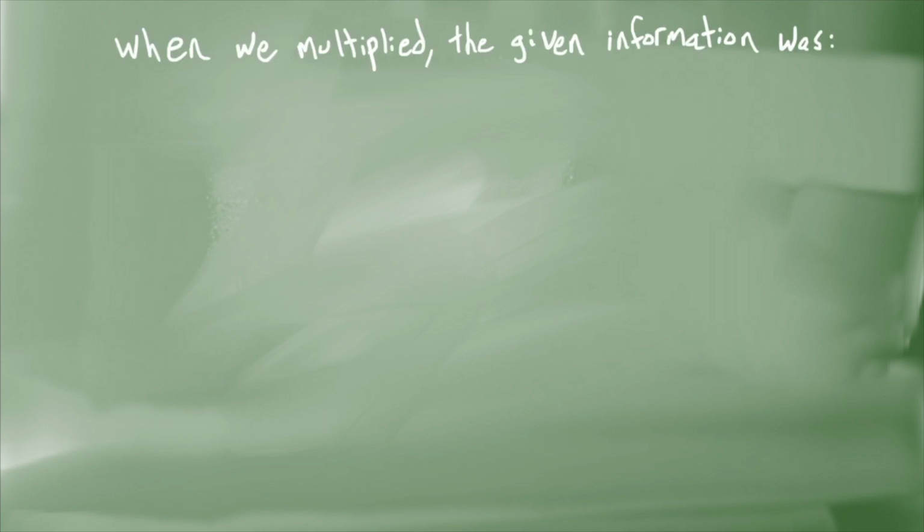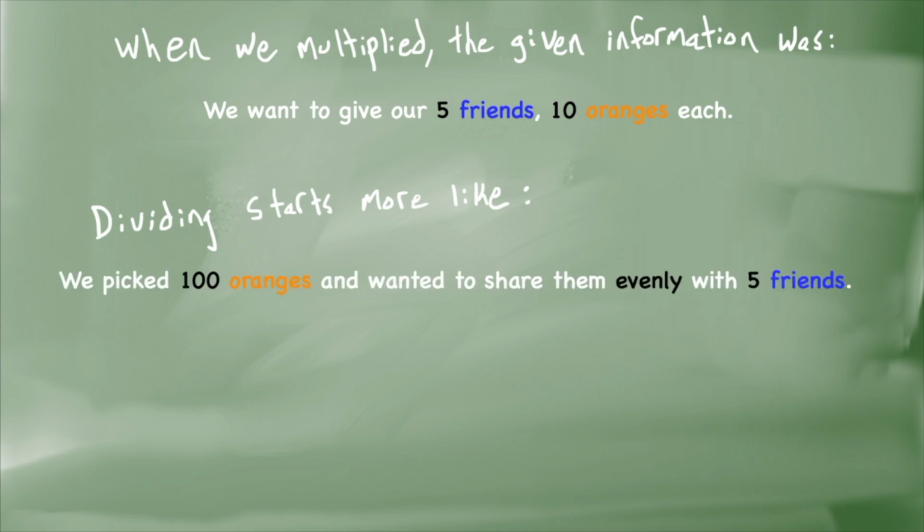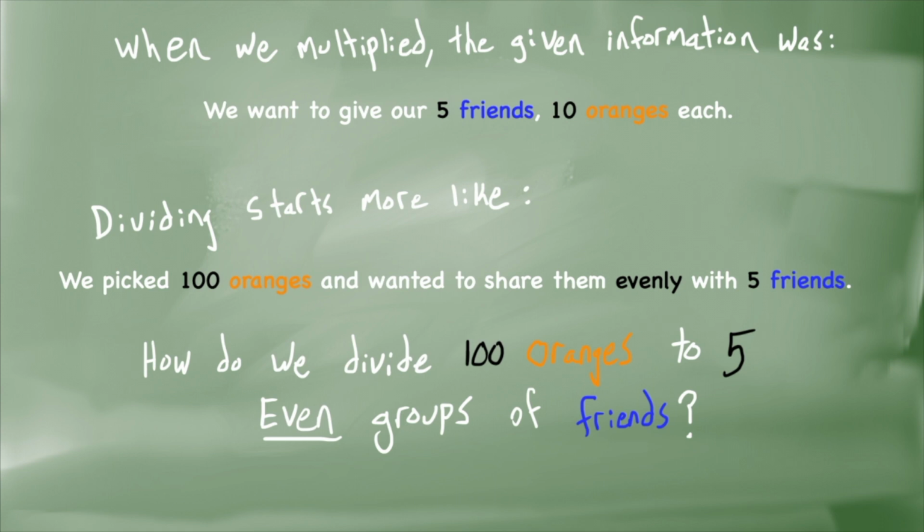When we multiplied, the information given was, we want to give our 5 friends 10 oranges each. Division starts more like, we picked 100 oranges and wanted to share them evenly with 5 friends. So the question is, how do we divide 100 oranges into 5 even groups of friends? We could gather all the boxes for each person and place 1 in each box, then a second in each box, and so on until all of the oranges are boxed.